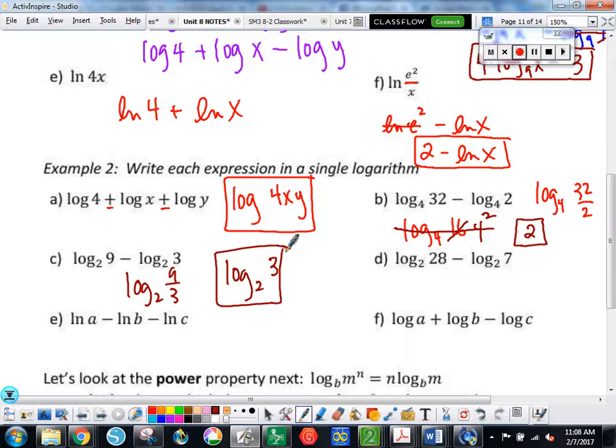What about part D? Log base 2 of what? 28 over 7, which is the same as log base 2 of 4. But 4 is what? 2 squared. So those cancel. My final answer is 2.